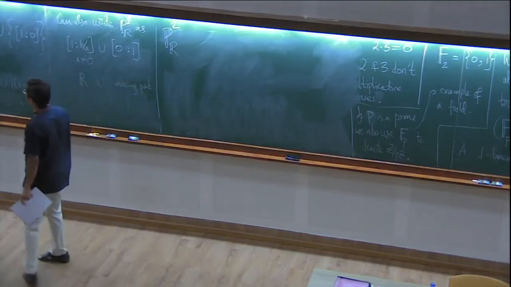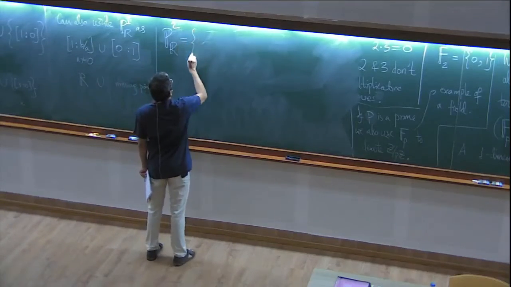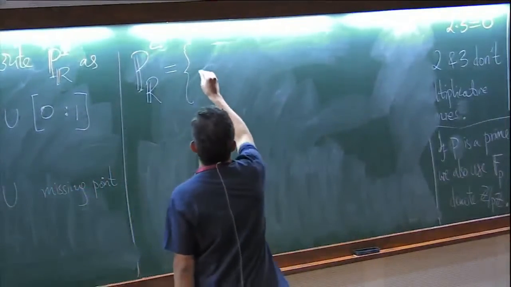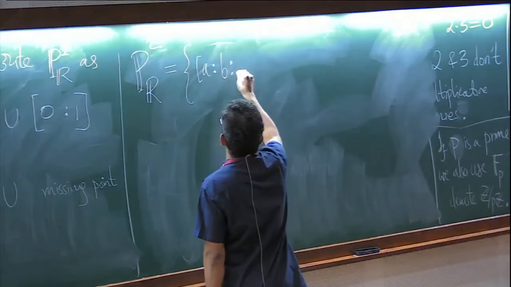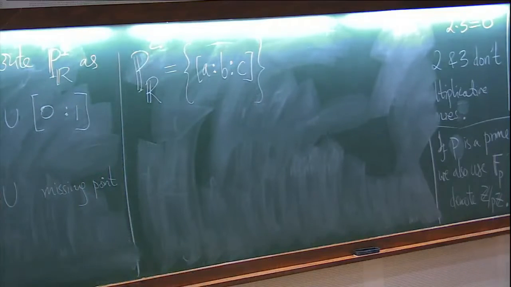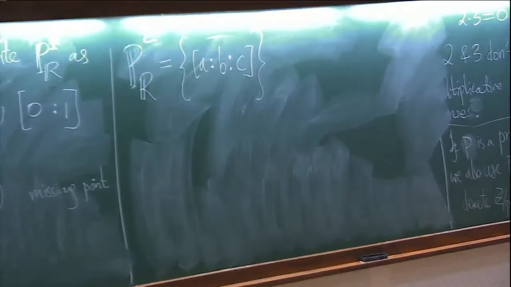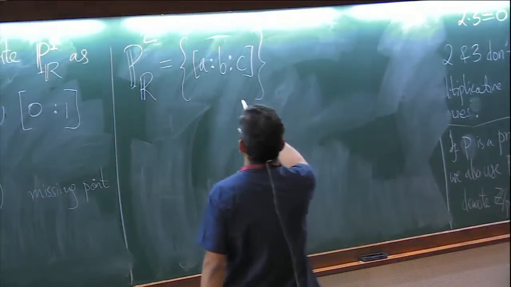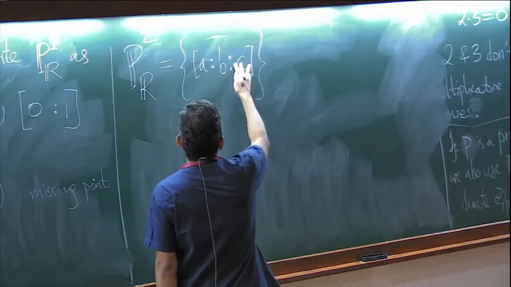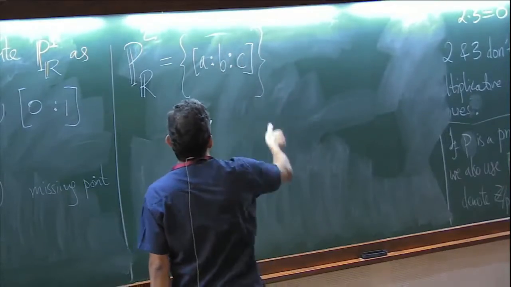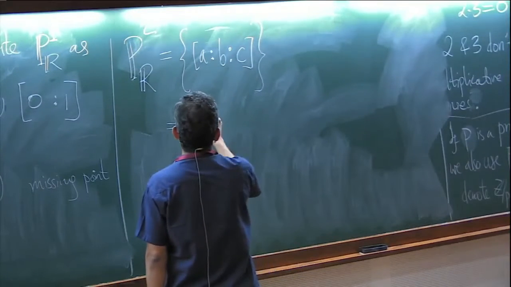So I'm going to try something similar. So now I have to look at simultaneous ratios of three numbers, where A, B, C are real numbers, and at least one of them is non-zero. So this is P2R. So how do I break this up? I want to break it similar to what I did here. So when I'm looking at simultaneous ratios of these three numbers, again I need to make a choice. So I'll now decide that I will always divide by the last one. So therefore, I will now break this up into two cases.